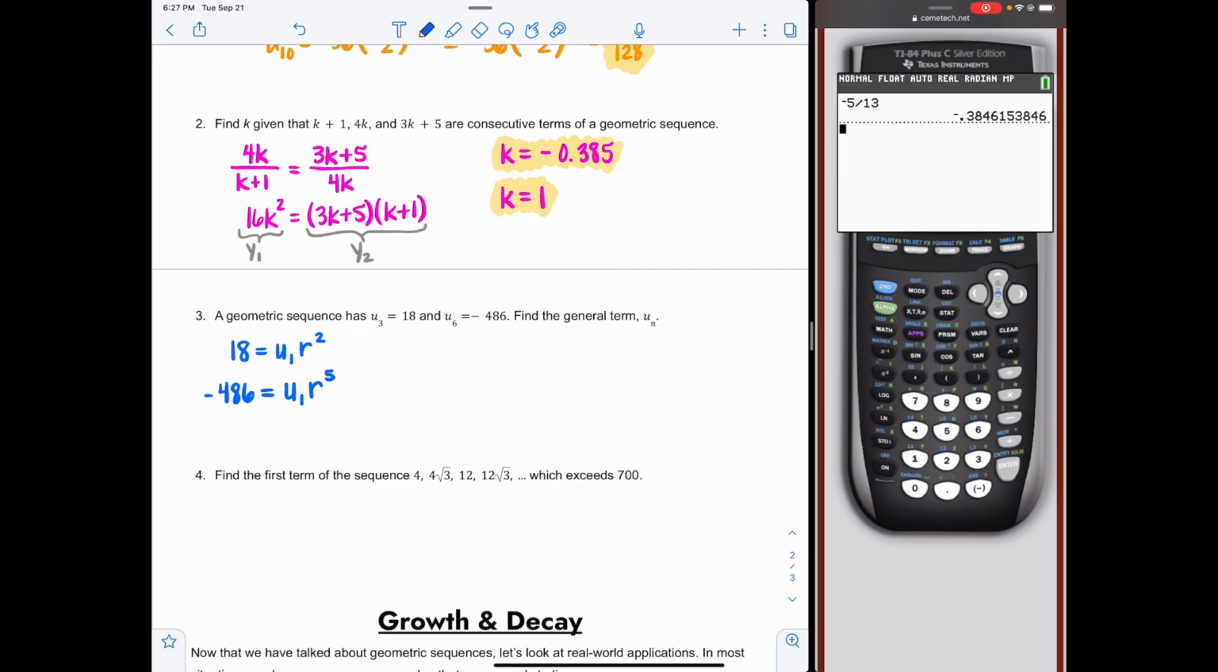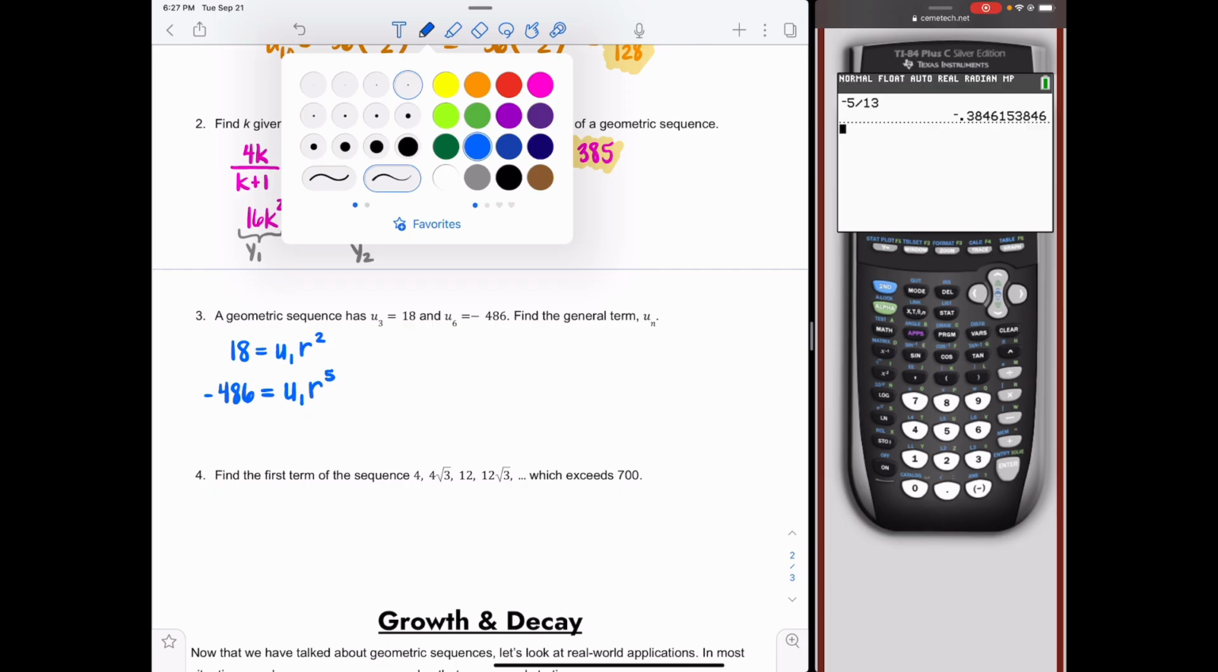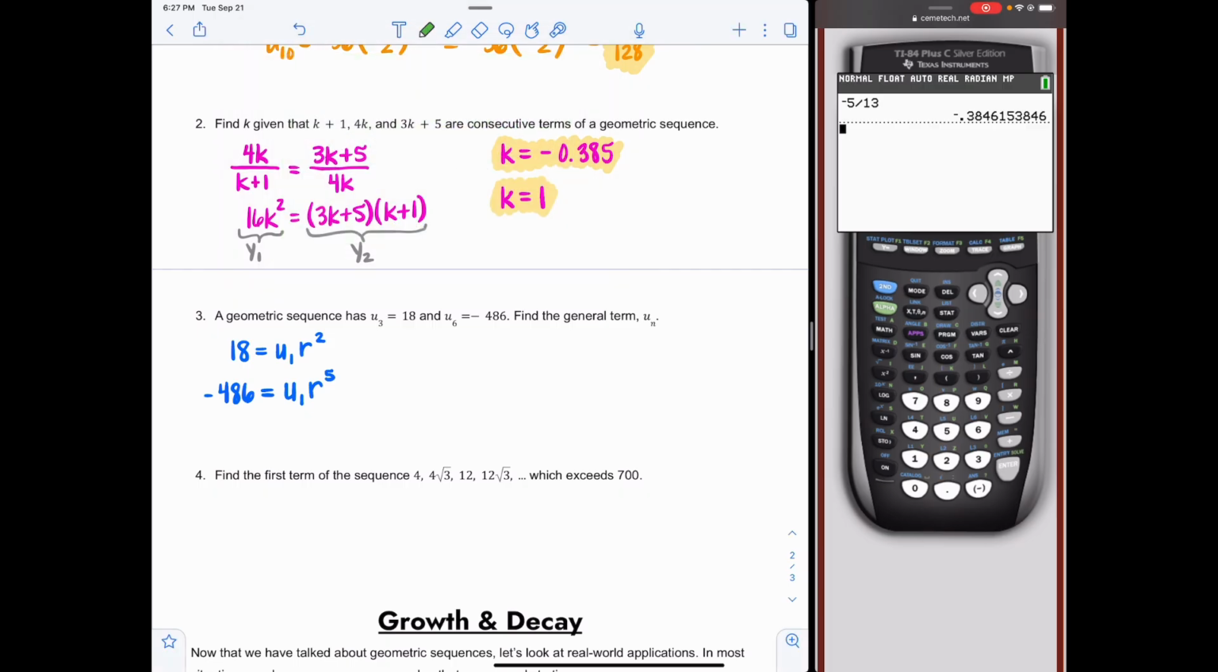One thing you should remember is that if you divide your terms, you should get your common ratio. So let's do it. If I write myself an equation, I say negative 486 divided by 18 should be equal to u sub 1 times r to the power of 5 divided by u sub 1 r to the power of 2. So I'm dividing each side and setting them equal to each other.